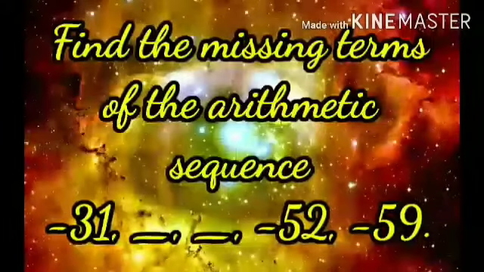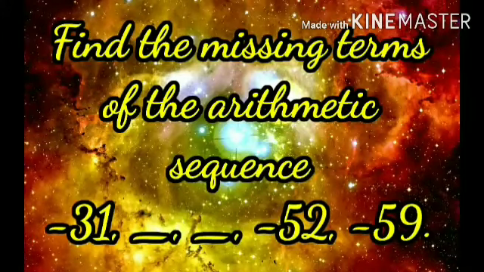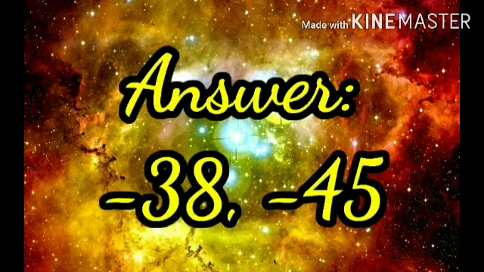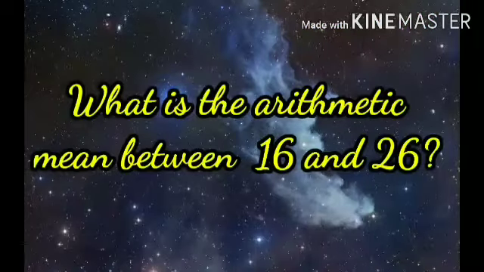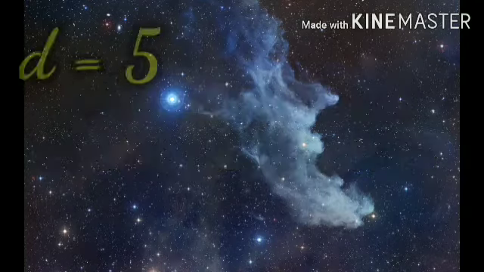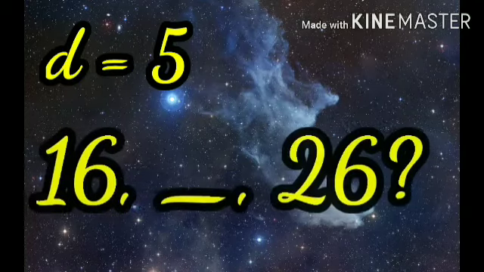Find the missing terms of the arithmetic sequence negative 31, blank, blank, negative 52, negative 59. Answer: negative 38 and negative 45. The common difference is negative 7. What is the arithmetic mean between 16 and 26? The common difference is 5, so the answer is 21.